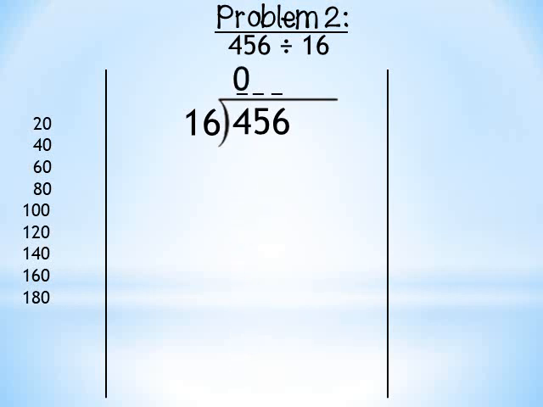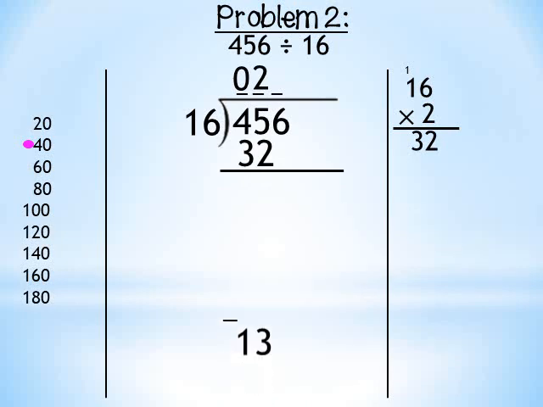16 can't go into 4, but it sure can go into 45. 20 times 2 is 40. So let me try what 16 times 2 is. That's 32. Should I try 3? No, I think 2 is good. Let's subtract and try, and we'll see if our answer to our division problem is smaller or bigger than 16.